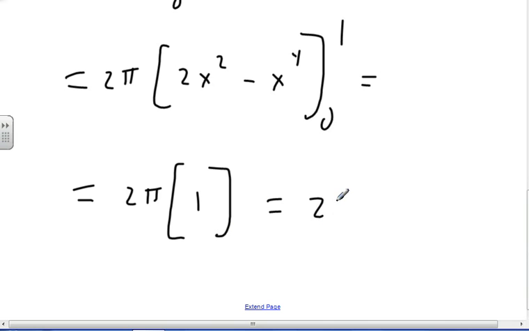Is the answer 2 pi in the back of the book? 2 pi is what the back of the book says. I don't believe it. Darn. That just makes my whole day. Number 13.